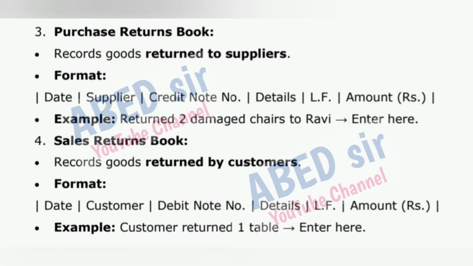3. Purchase returns book. Records goods returned to suppliers. Format. Date, supplier, credit note no., details, LF, amount Rs. Example: returned 2 damaged chairs to Ravi, enter here. 4. Sales returns book. Records goods returned by customers. Format. Date, customer, debit note no., details, LF, amount Rs. Example: customer returned 1 table, enter here.